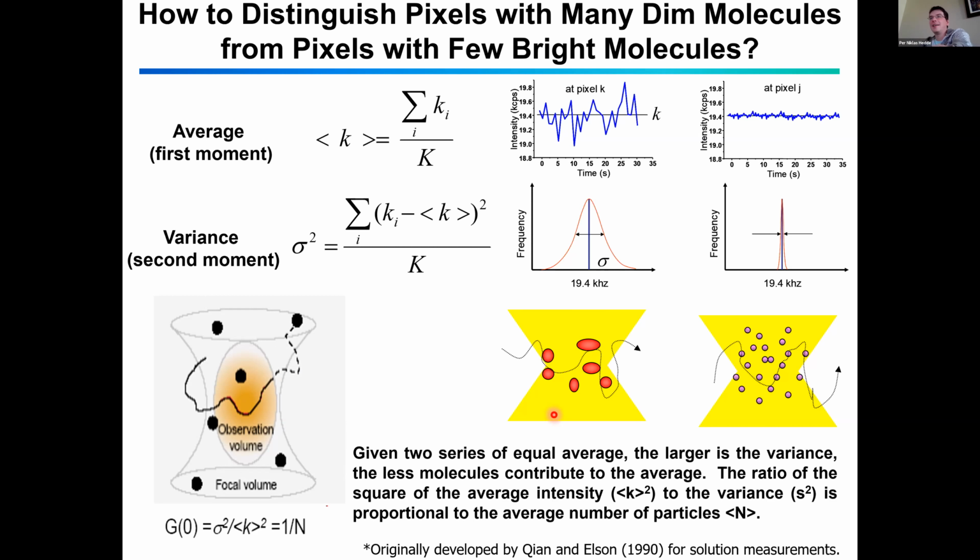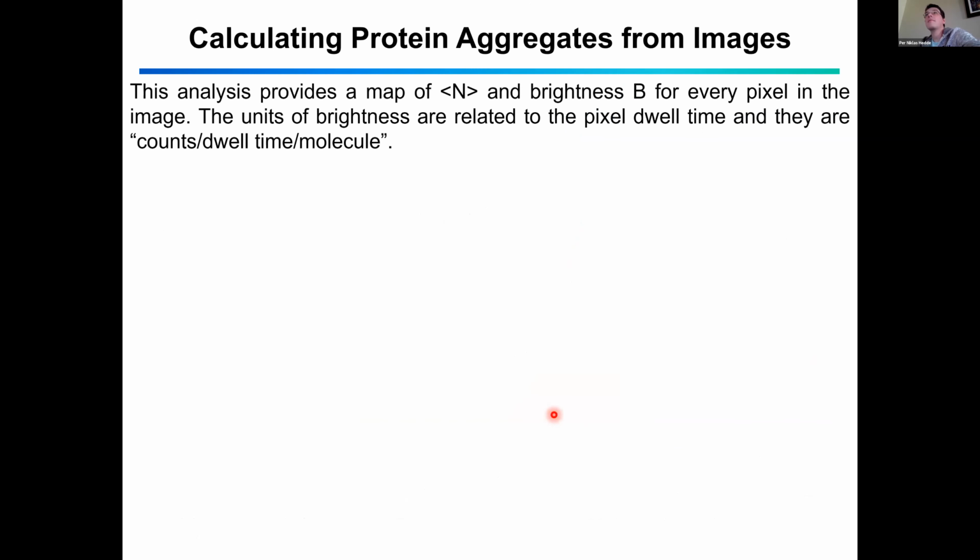Also, you can get the average number of molecules from this, similar to single point FCS or to RICS, where the variance divided by the average intensity squared is proportional to 1 over the average number of molecules inside your observation volume. So this analysis provides a map of the average number of molecules and brightness for every pixel in the image.